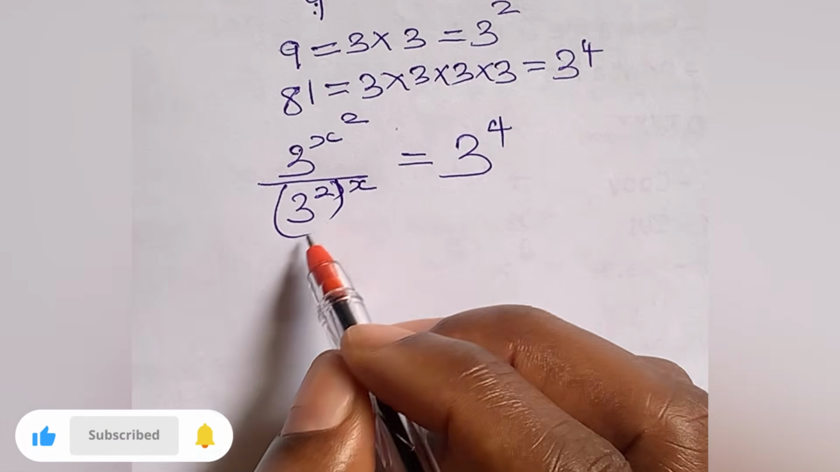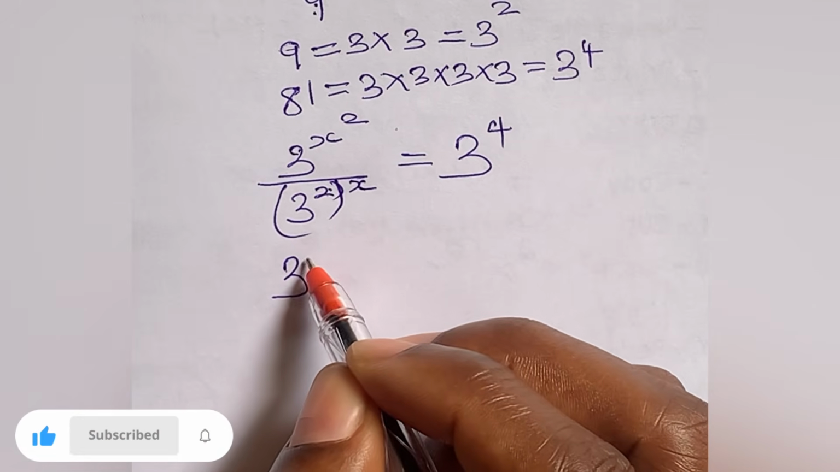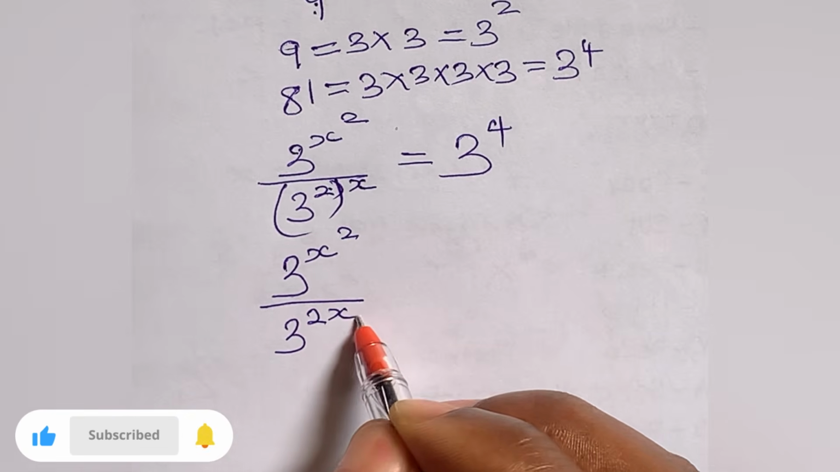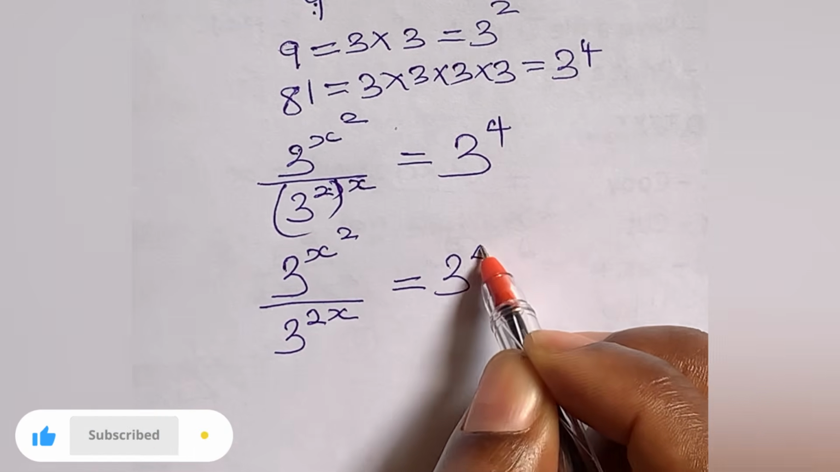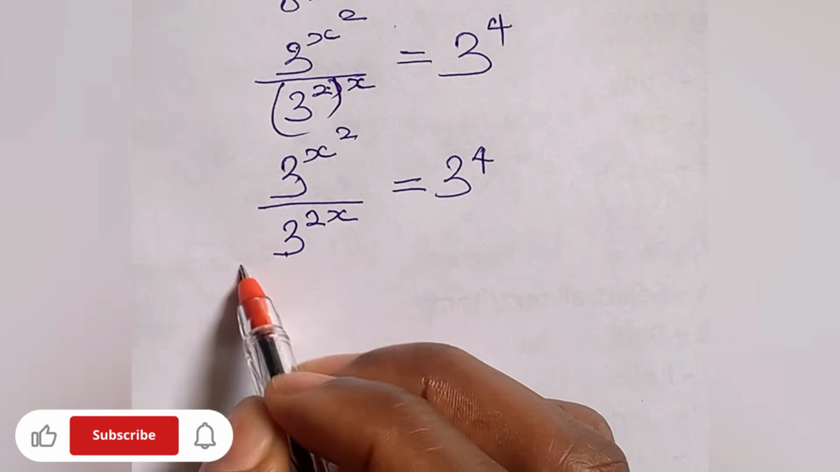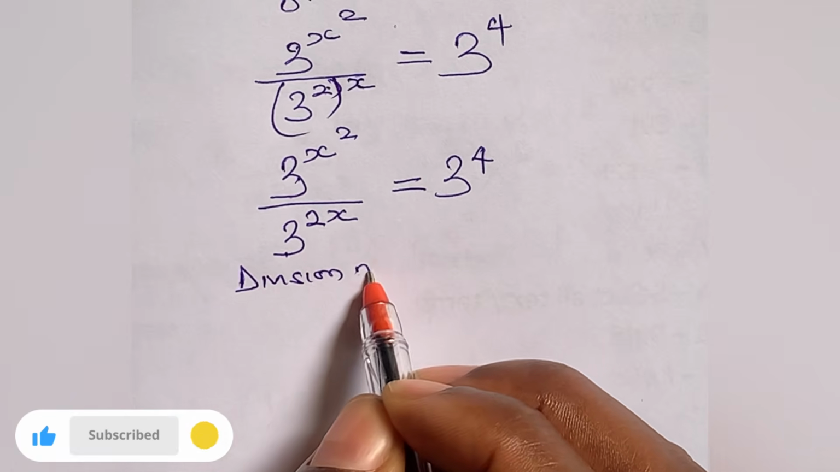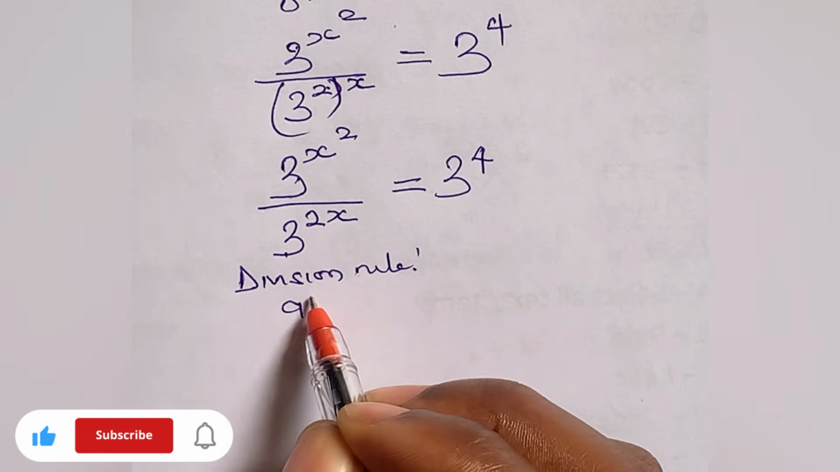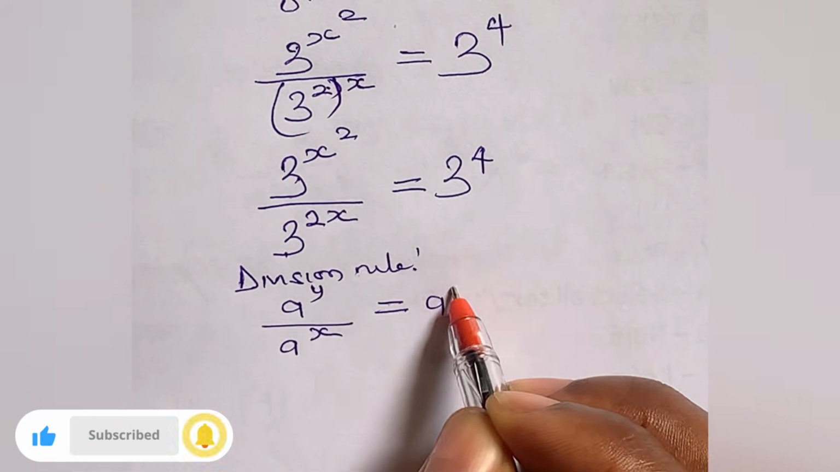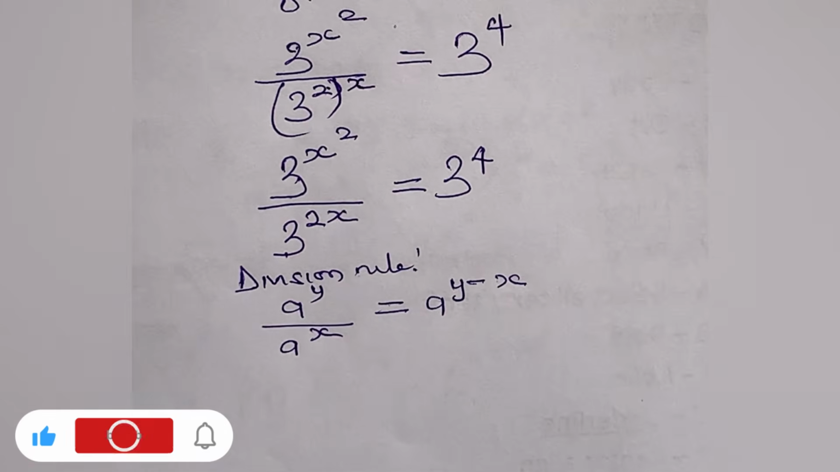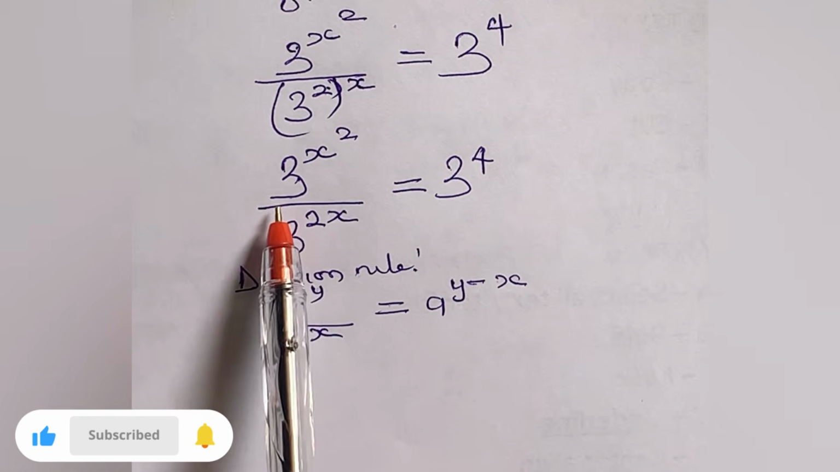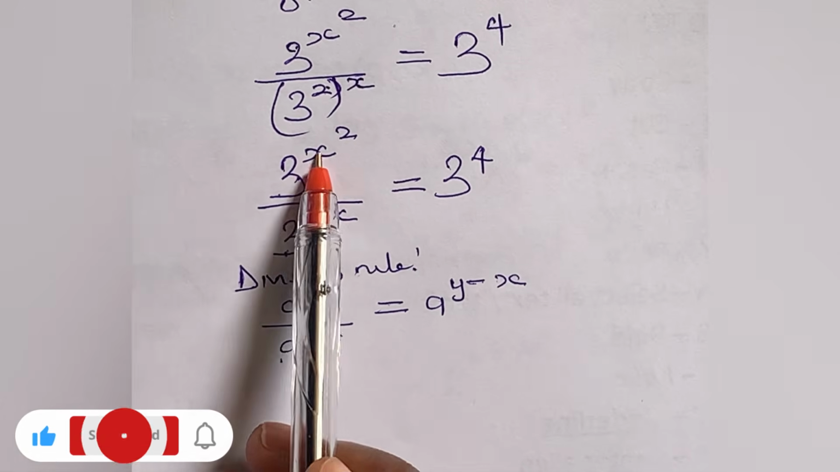Okay, so the next thing is to multiply this power. So we have 3 to the power of x squared, all over 3 to the power of 2x, is equal to 3 to the power of 4. Let's apply this rule of exponents: when you have the same base in division, a to the power of y all over a to the power of x is the same thing as a to the power of y minus x. So notice now that when the bases are the same, the powers subtract each other. Here we have base 3 and base 3, so let this power subtract.